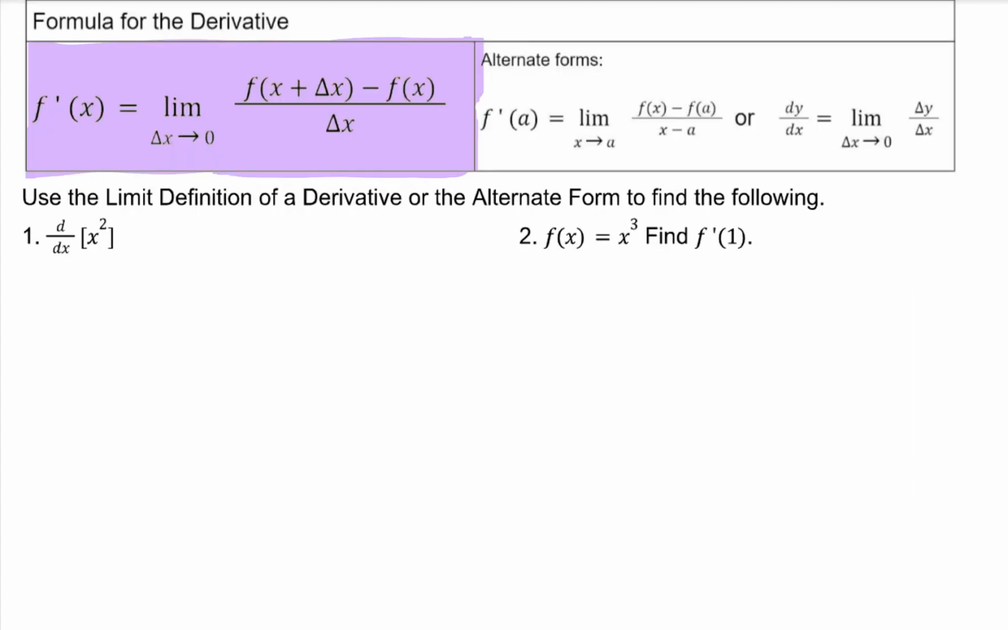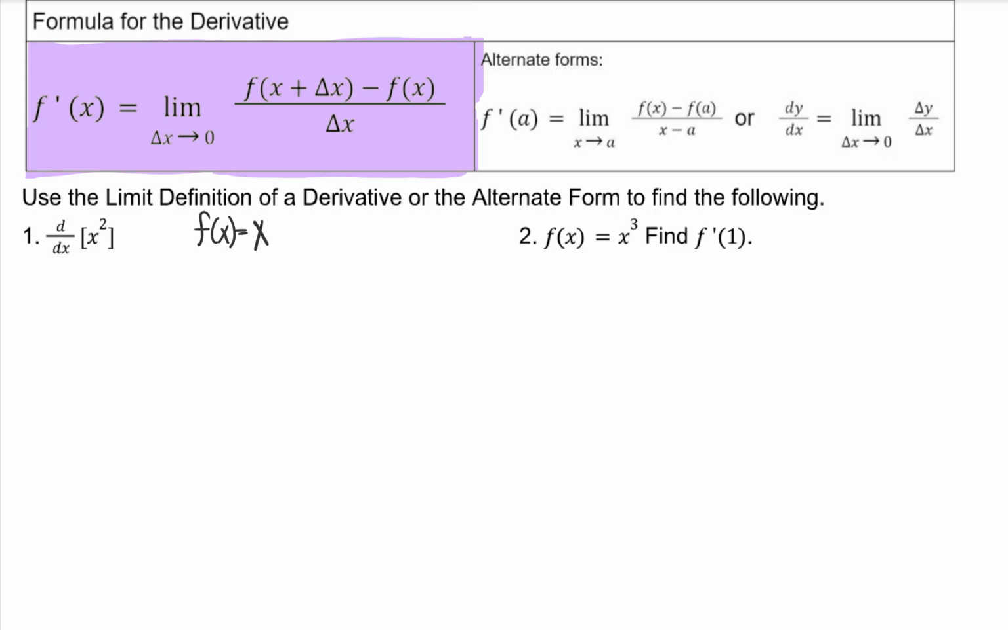Now that we have the formula for finding a derivative, let's use it. It's called the limit definition of a derivative. Let's use this formula to find the following. d over dx of x squared is asking you to derive with respect to x whatever function is directly after the d over dx.